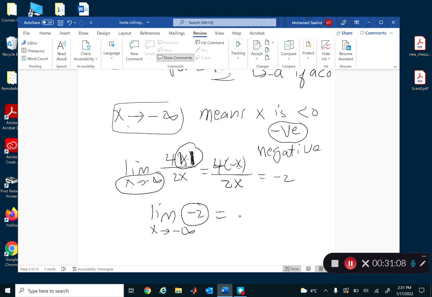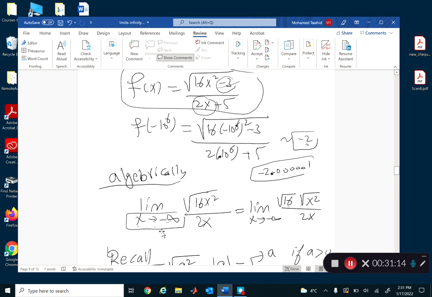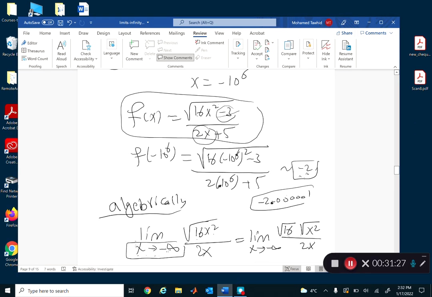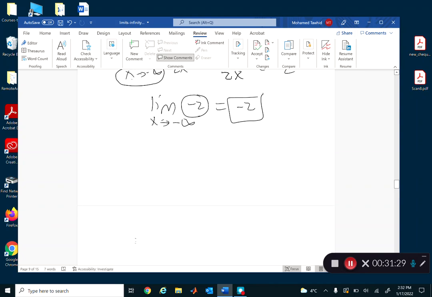The limit of any constant is the same constant. And that is what I got here. Look what you have. When I did it numerically, what did you get? You get something close to negative 2. And here I'm doing the same, getting negative 2. All right, guys? So that is very much a summary of how to find the limit at infinity here.